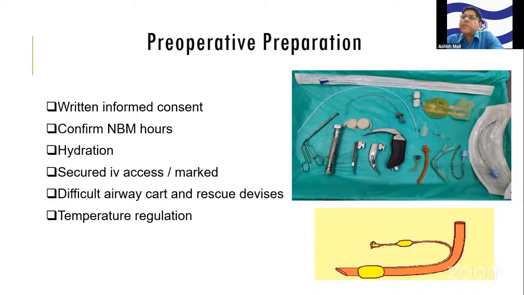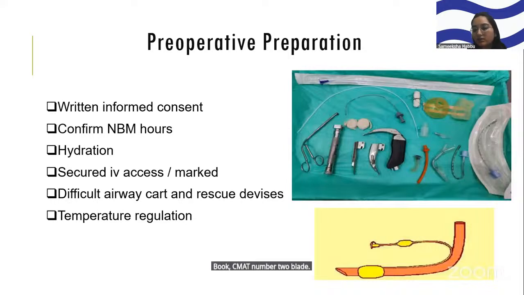Okay. Any special laryngoscope you want to use in case of difficulty? Sir, if we are expecting it to be a difficult airway preoperatively, first I would like to use a video laryngoscope, C-MAC number 2 blade. Okay.